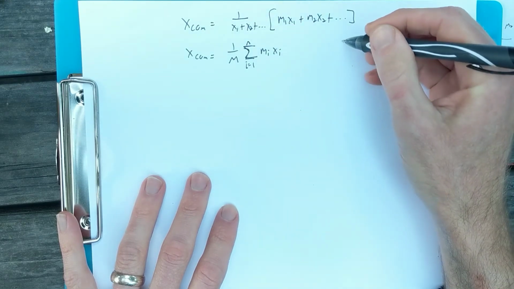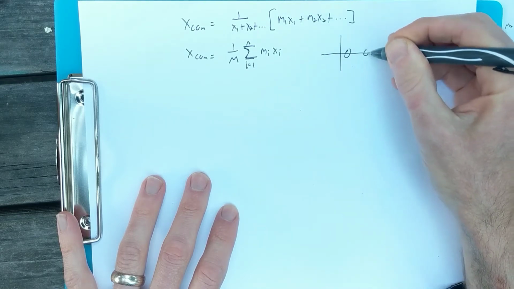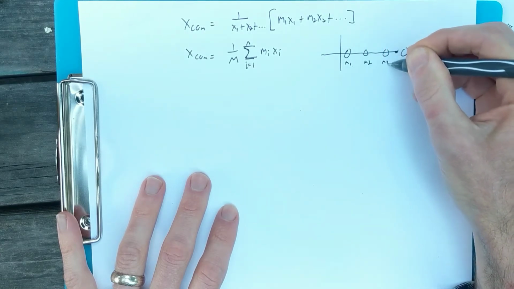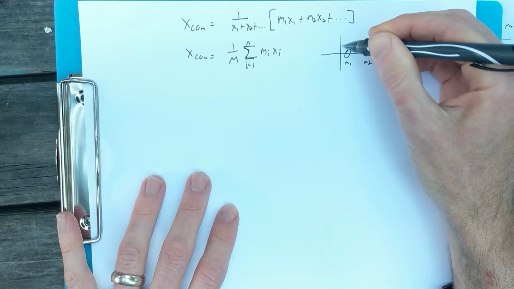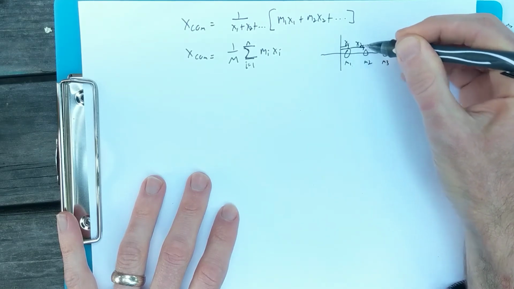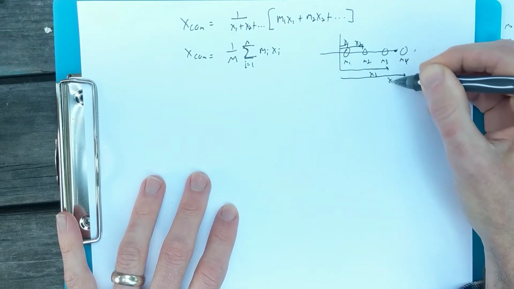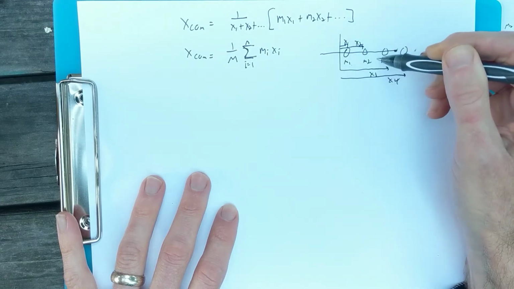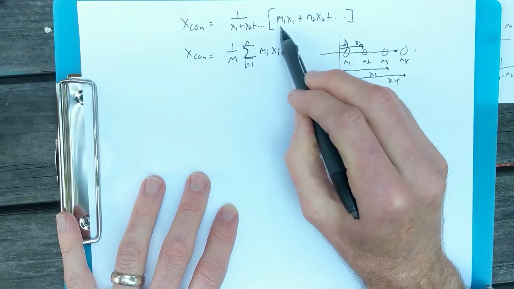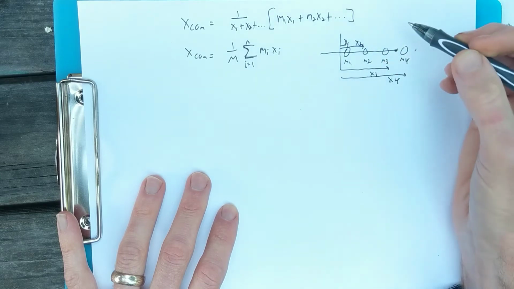And what this really means is if we have some sort of coordinate system here and you've got different masses at different places, mass 1, mass 2, mass 3, mass 4, each mass is going to have its own x position, x1, all the way over there to x2, all the way over there to x3, all the way over there to x4, and so on, that you can find the center of mass of this system by summing them and adding m1 x1, m2 x2, m3 x3, and so on.